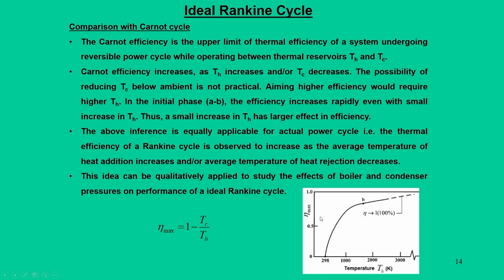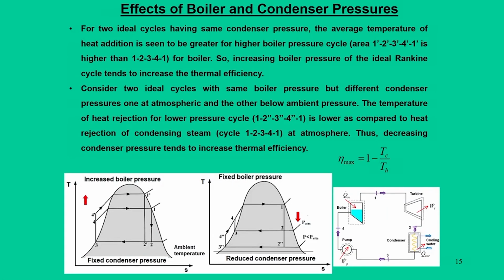Now, we are going to apply the same logic for the Rankine cycles. For that purpose we need two important observations, because the Rankine cycle consists of components like the boiler, which operates at higher pressure, and the condenser, which operates at lower pressure. Now, let us see what is the effect of increase or decrease of boiler pressure or condenser pressure.